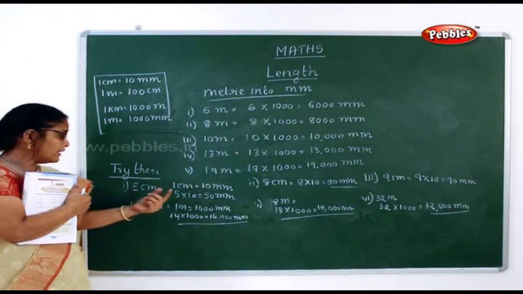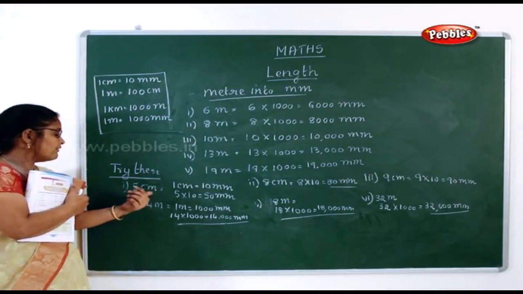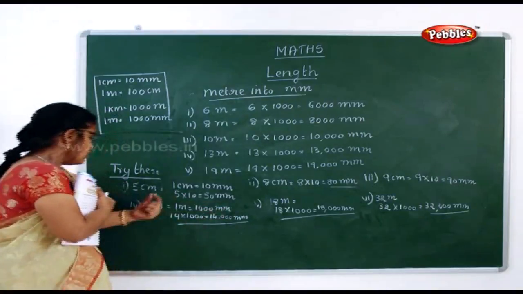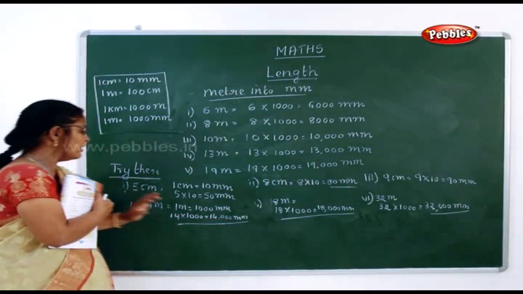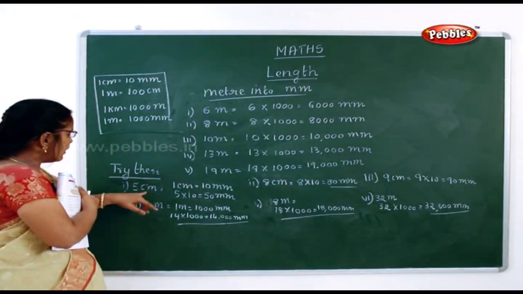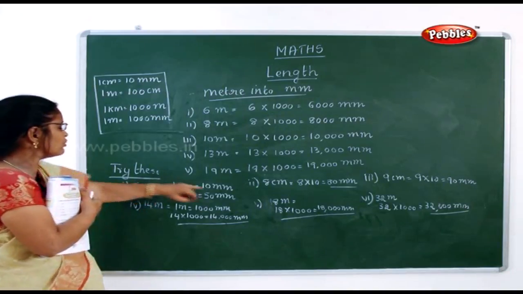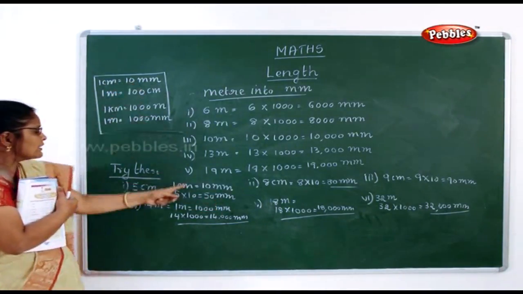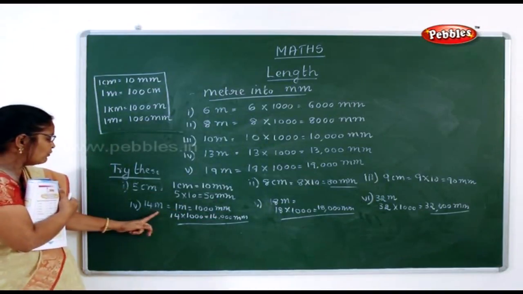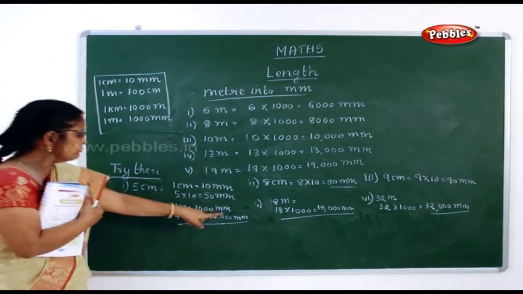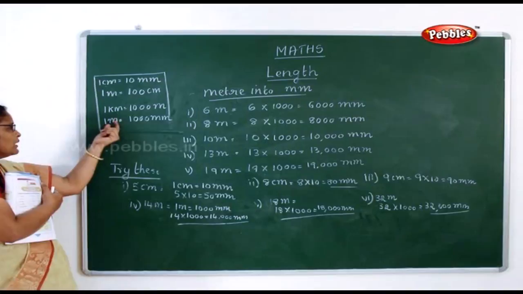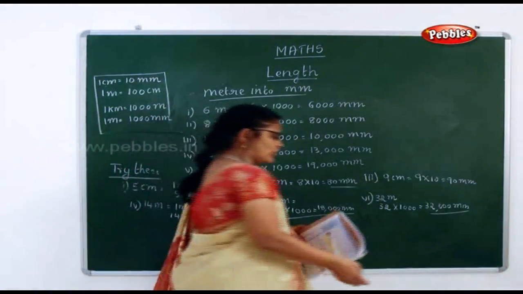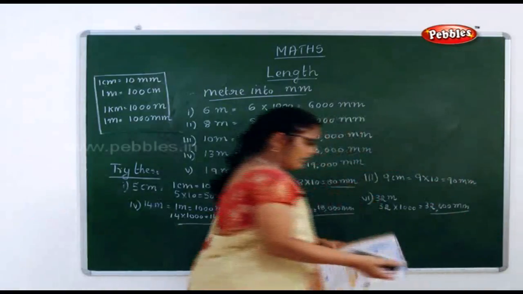So this is how you have to do it. See, you have to be very careful what they have asked in the sum, converting centimeter into millimeter or meter into millimeter. When you want to convert centimeter to millimeter, you have to take 1 centimeter is equal to 10 millimeter. When you want to convert meter into millimeter, you have to take 1 meter is equal to 1000 millimeter. I think you are thorough with this. Are you clear? Right. Very good.